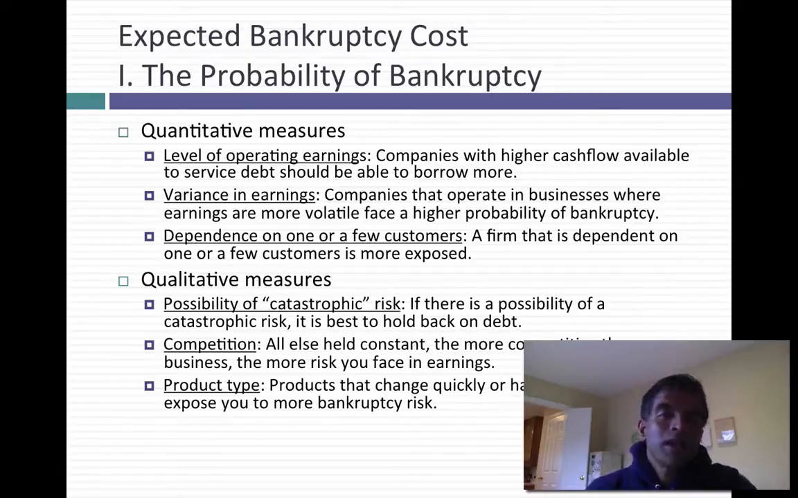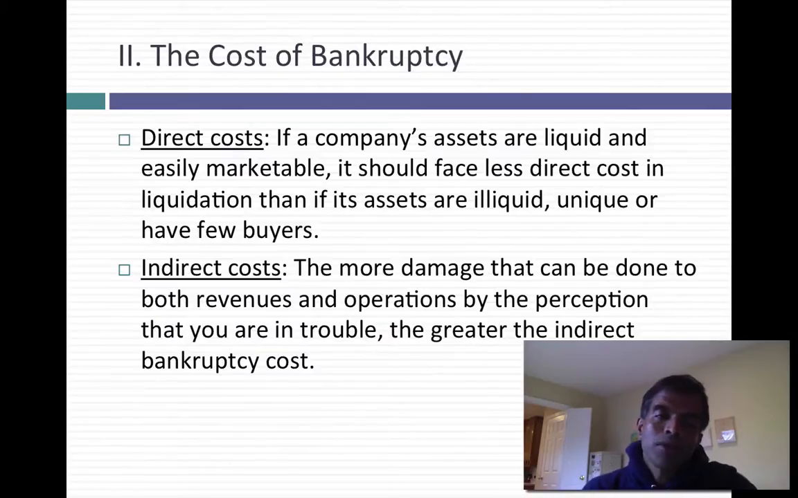A classic example is Apple. Look at how quickly it went from being hero to goat, how quickly your products can shift in a market like that one. So that's the probability of bankruptcy. And the cost of bankruptcy comes from two places.